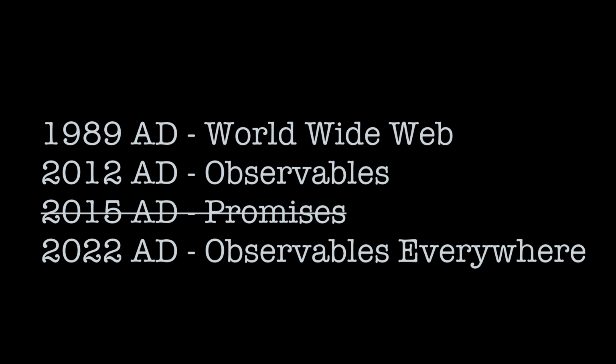Web development does not need to be nearly as complex as it is. Only 33 years after the dawn of web development, we can now interoperate more easily than before by using observables. And it didn't take thousands of years like the invention of the zero.